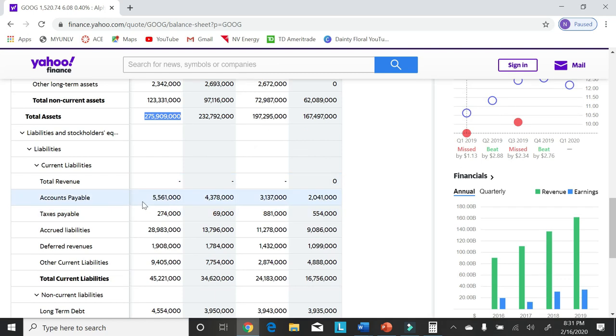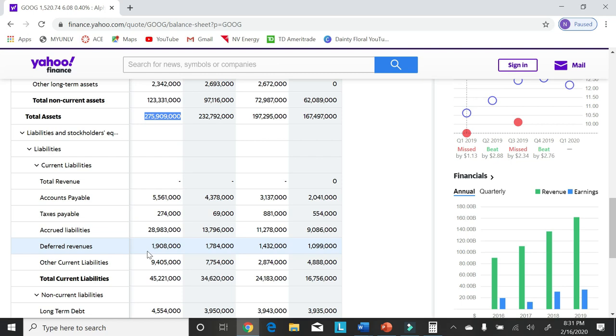And once you look down at the next line, you can see taxes payable, which is short-term taxes that Google needs to pay off. And then below that one is accrued liabilities. And accrued liabilities could be payroll or pension liabilities. And the next line you see is deferred revenue. And you're probably thinking, why is revenue on the balance sheet underneath liabilities? Shouldn't it be under the income statement?